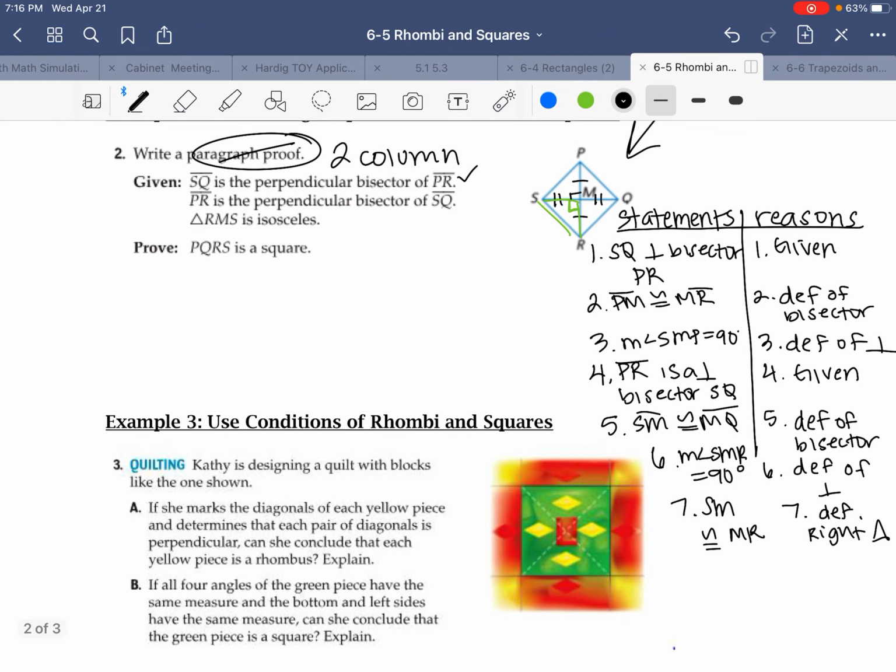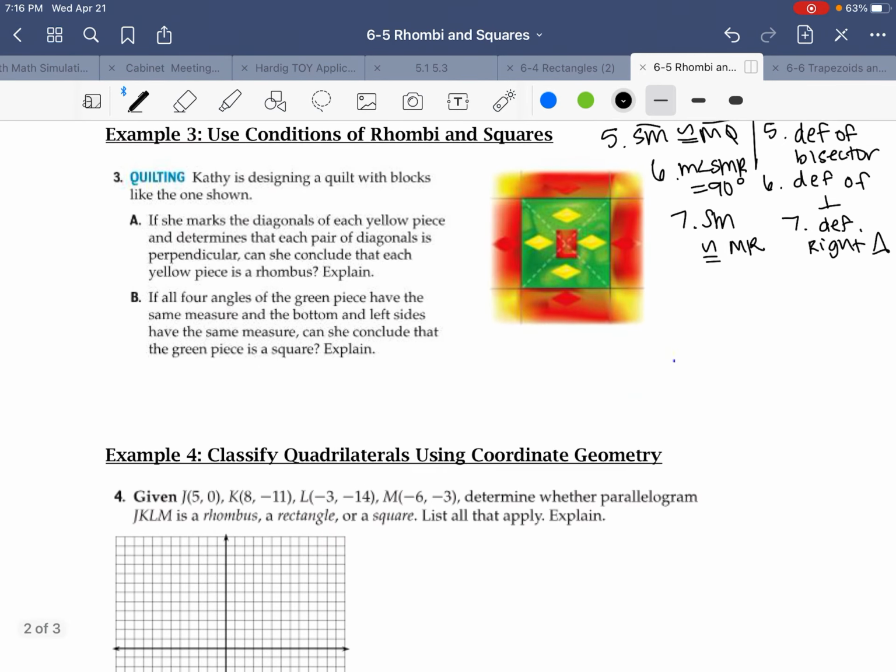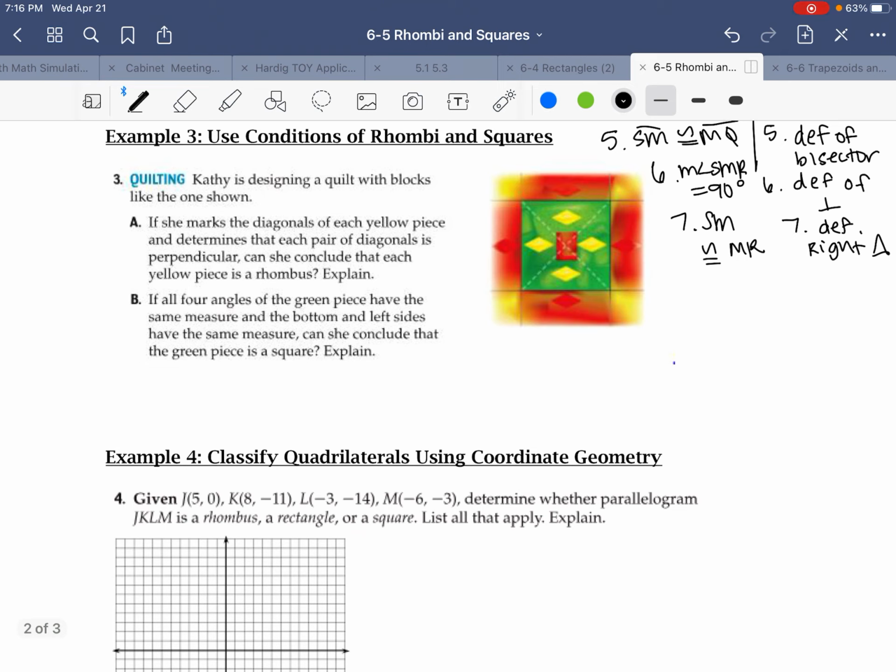I'm going to scroll down a little bit. And we want to prove that it's a square. Well, we've proven that it's a parallelogram already. We've proven that it is also a rhombus. Because it is a rhombus and a rectangle, we know that it is now a square. So let's take a look at number 3, using conditions of rhombi and squares.